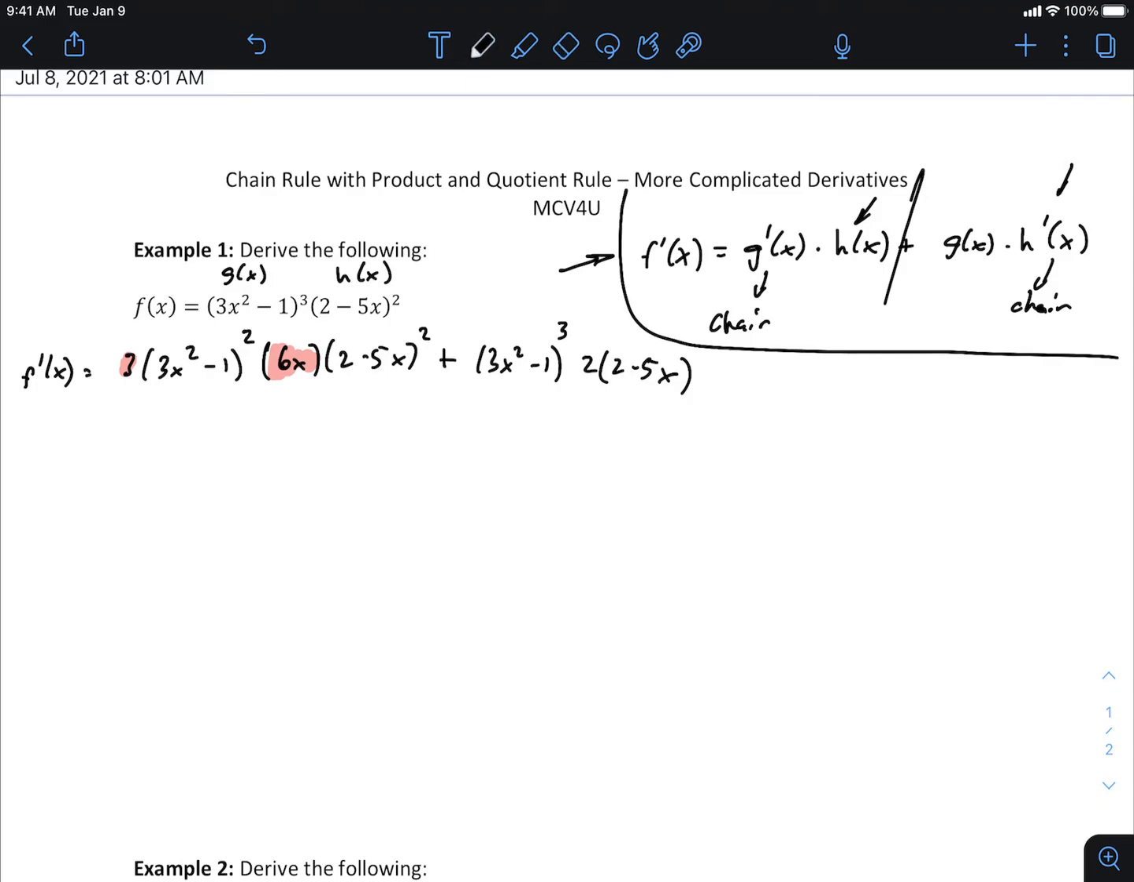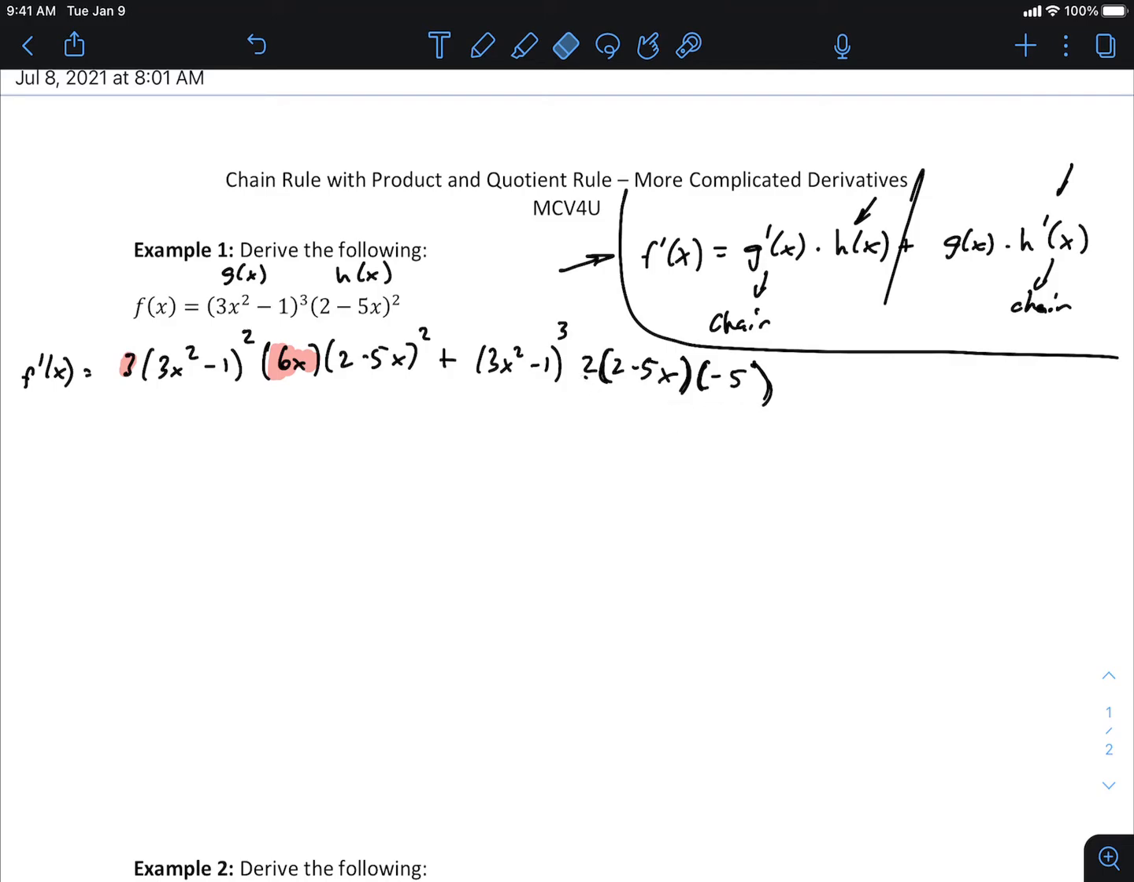Times the derivative of the inside is negative 5. Okay, sorry guys. This is h prime of x. Sorry, right? I took the power, I brought it down, it became a 2, I multiplied by the inside, and then I derived the inside and multiplied, sorry. Okay, just made a little mistake there.